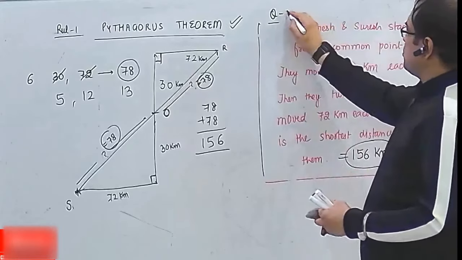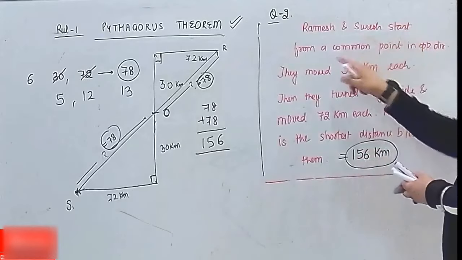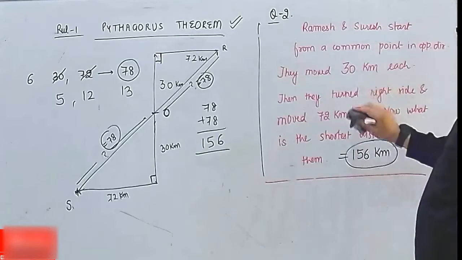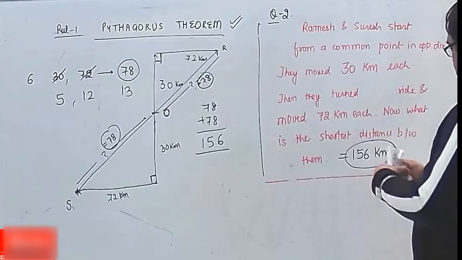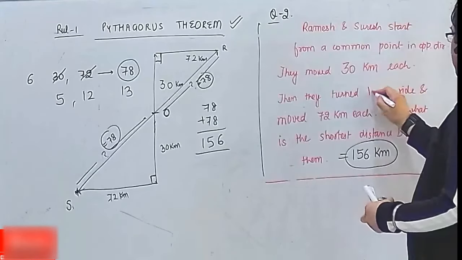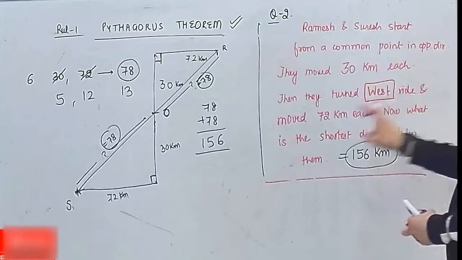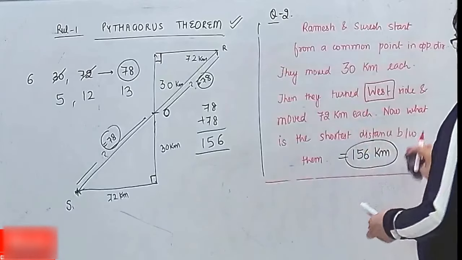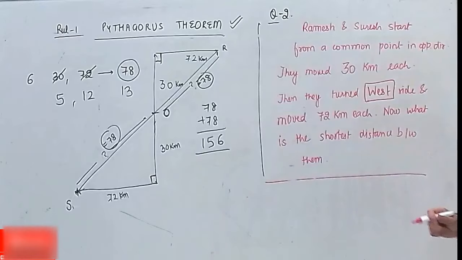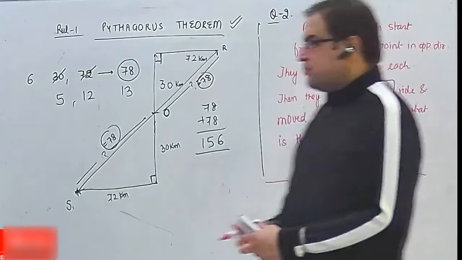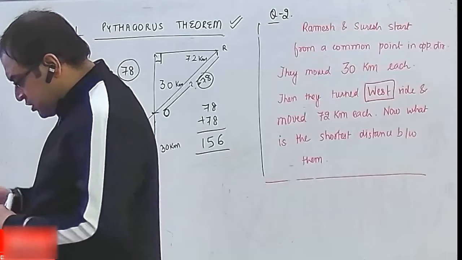Okay, let's see what is question number 2. Question number 2 says Ramesh and Suresh start from a common point in opposite directions. They moved 30 kilometers each. Then they turned west side, a little change, and moved 72 kilometers each. Now what is the shortest distance between them? There is not much change in question number 2, but definitely the approach and the concept changes here.